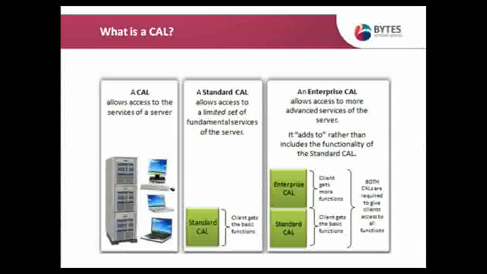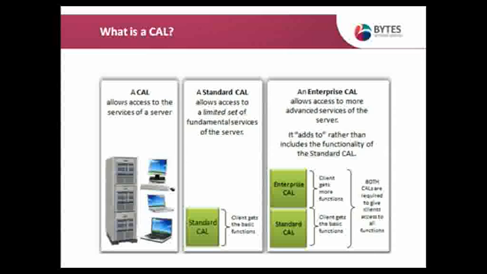So for example, accessing your file and print servers. But they also have the ability to have an enterprise CAL, which gives clients more functions. Particularly in something like SharePoint, you have a SharePoint standard CAL which will allow you access into a portal, but then the SharePoint Enterprise CAL will give you the extra functionality: searching across different portal sites, the way that the metadata is tagged, etc.